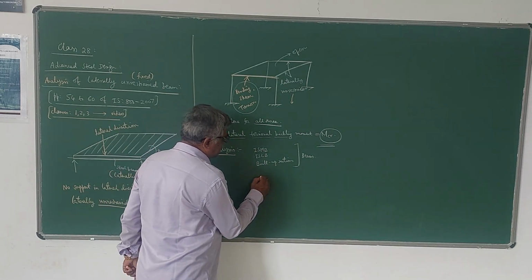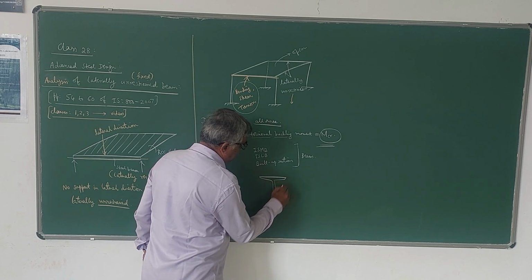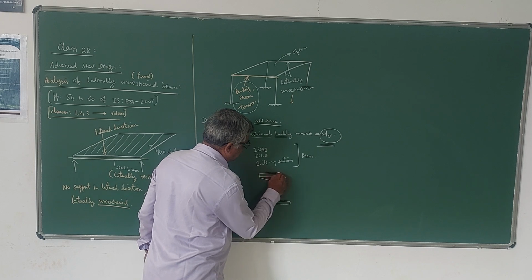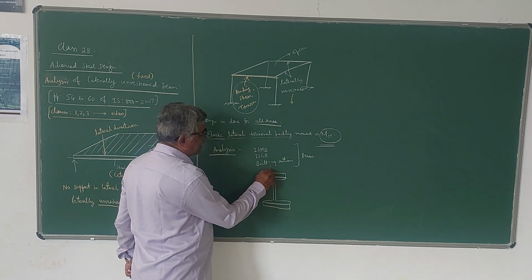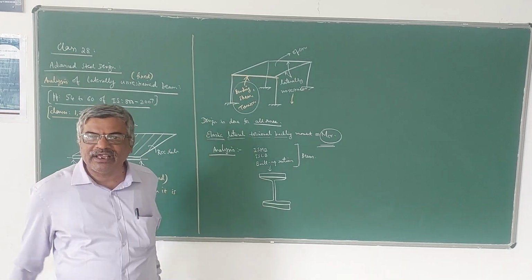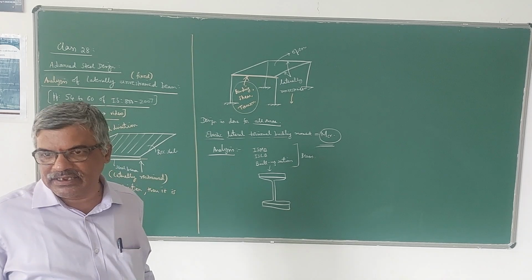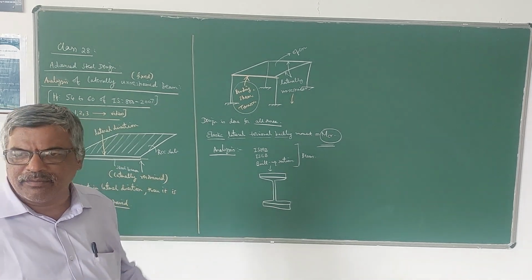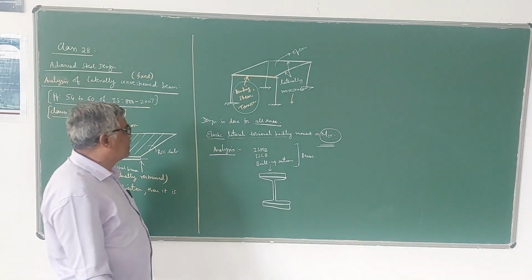Built up section means sometimes you may have to go for an I section with plate. This is called a built up section, like this, cover plate. This is a built up section. Okay. When the load is heavy, you may have to go for this. In case of bridge girders, you may have to go for built-up sections. So there are so many types of built-up sections you can have.